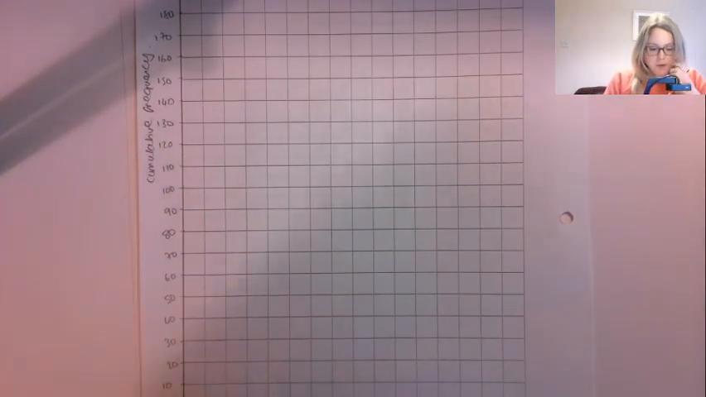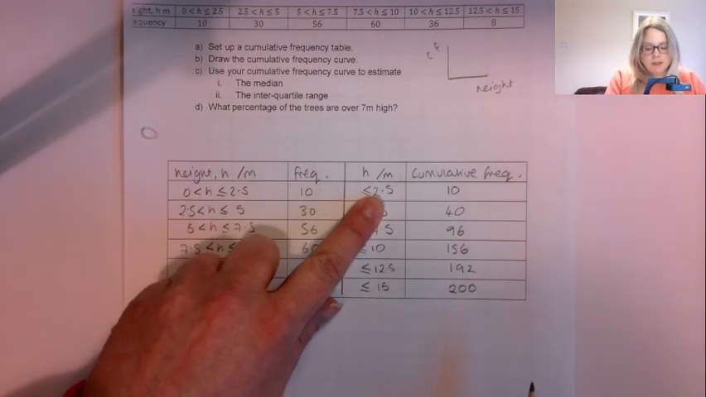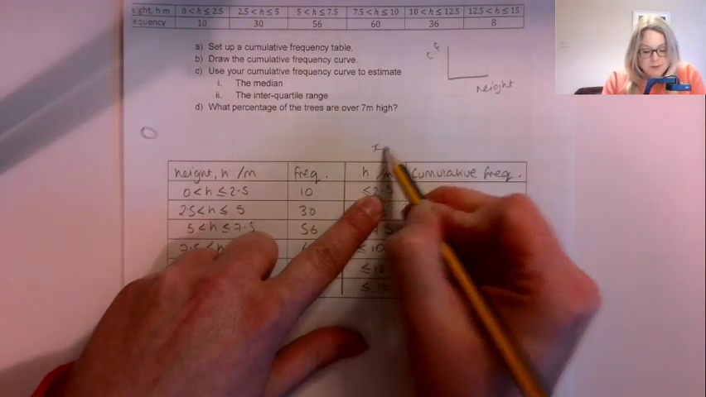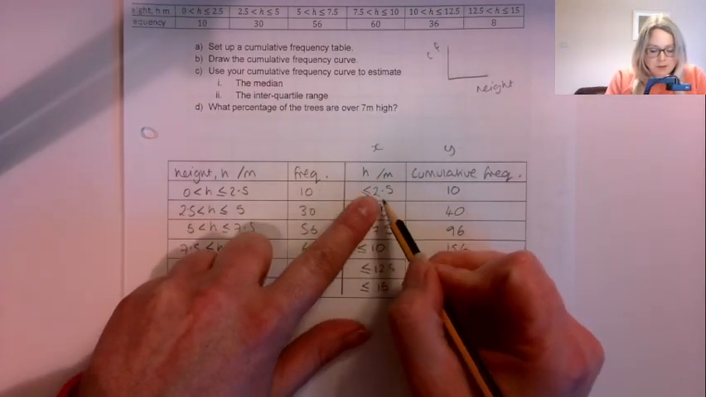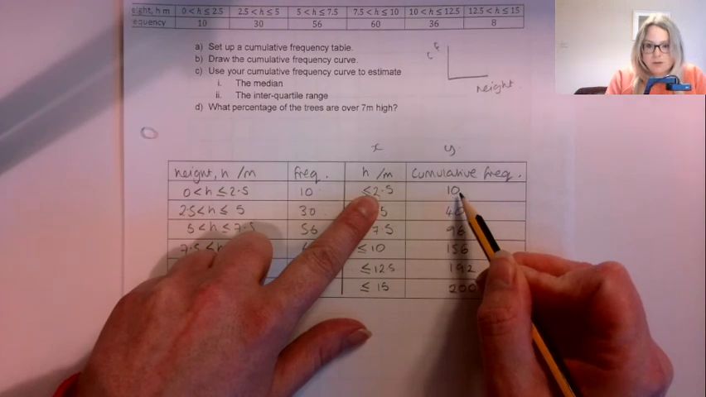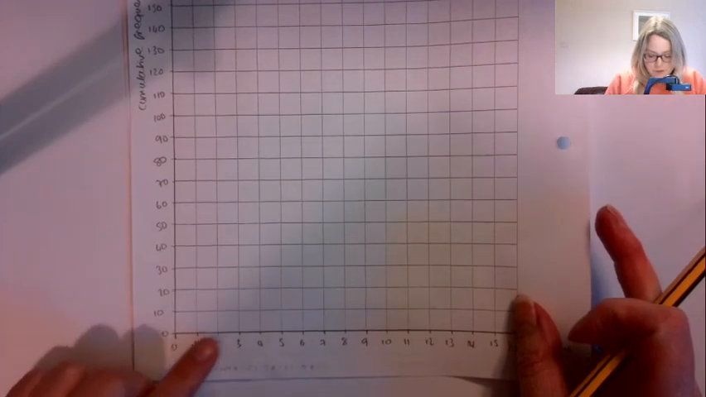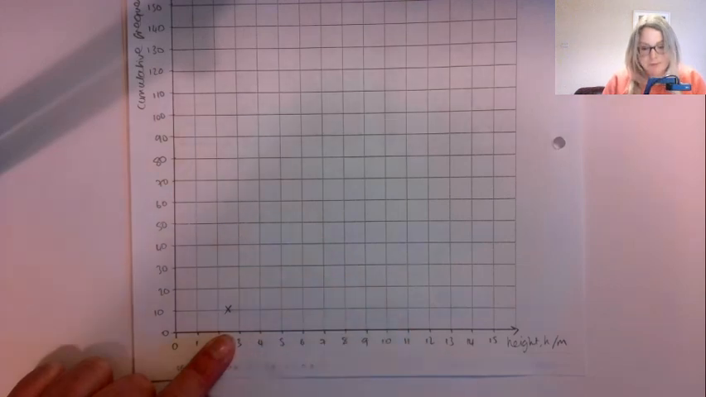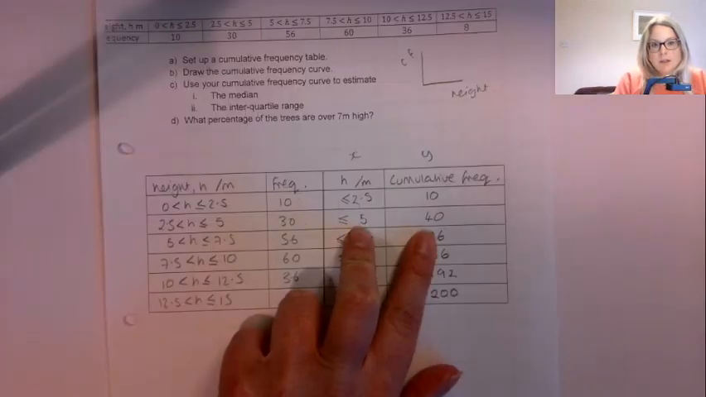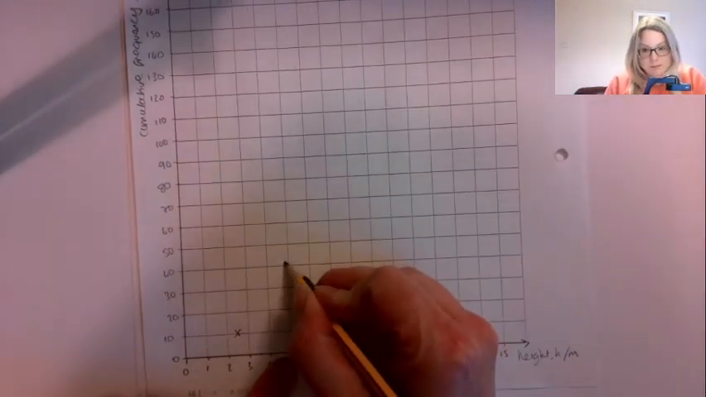Right, let's get plotting our points. So if we look back over here, remember this is our x-axis and this is our y-axis. We always plot at the upper limit of the group. So at 2.5 we're saying there's 10 trees which are less than or equal to 2.5 meters. So 2.5 is going to be here, and there was 10 trees, so I'll plot my point there. Next one, there's 40 trees which have a height of 5 meters or less. So I go to 5 and I plot my point at 40.